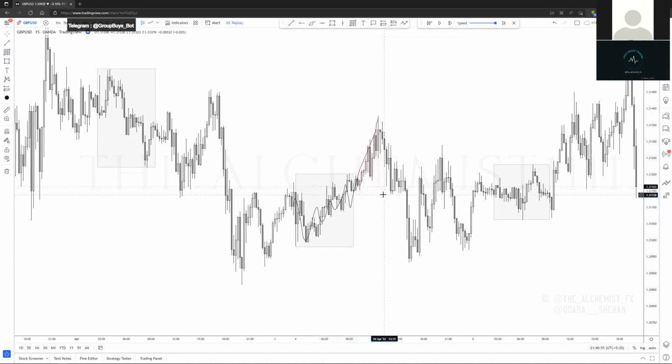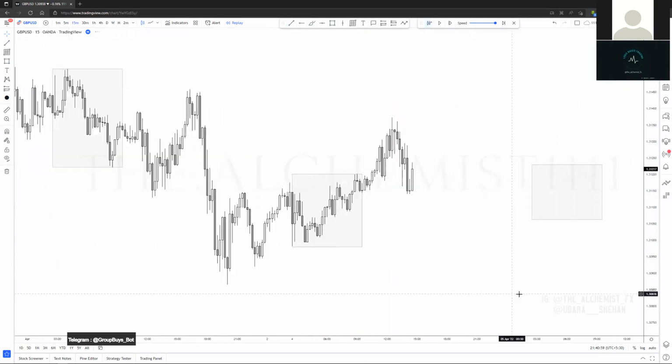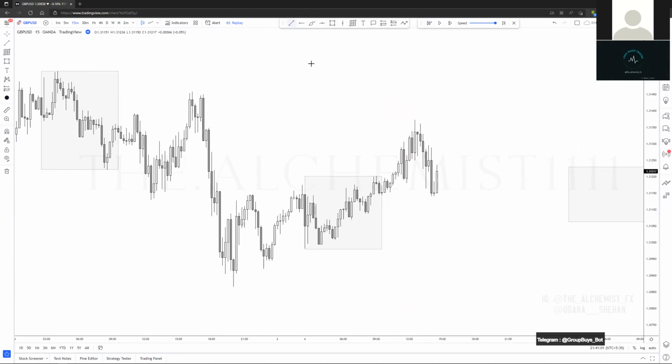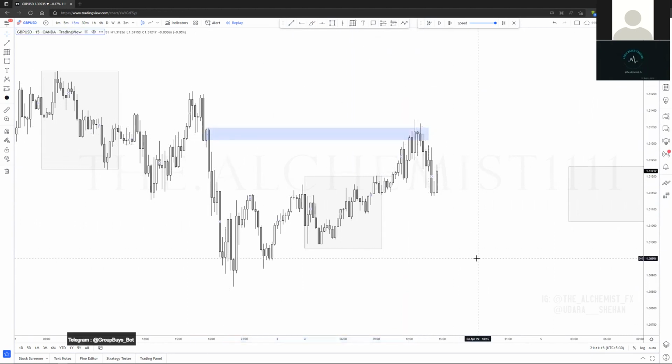Now, most people will be wondering, okay, look at this. They will think we have the Asian high in here. This is where Asia ended. Now they will think, since the Asian high was here, this is the high probability order block, right? They'll think this is the high quality order block, and then they'll try to sell it here. What happened? Liquidated. Wicked above that. They got stopped out. Why did that happen?